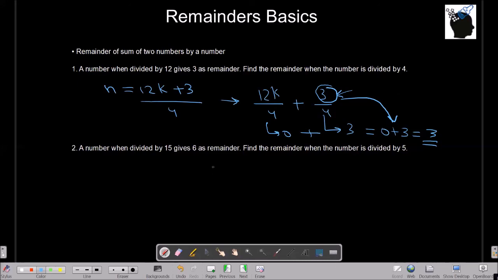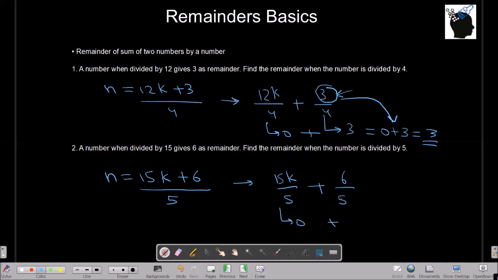Let's try out the second one. A number when divided by 15 gives 6 as remainder. So we can write the number as 15k plus 6. And we have to find the remainder when the number is divided by 5. Let's divide this by 5. Now we can separate them. So 15k by 5 plus 6 by 5. 15 is divisible by 5, so we'll get 0 remainder here. And 6 when divided by 5 will give us 1 remainder. So our final remainder will be 1.